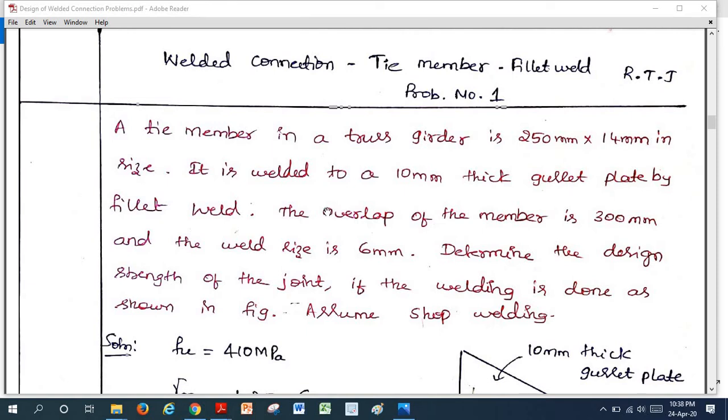This is Rajat TJ. Today we are going to discuss one more problem on welded connection. Tie member, nothing but tension member. Fillet weld. First problem.